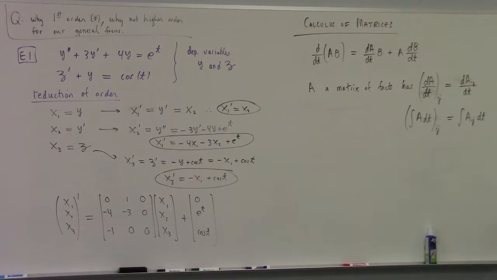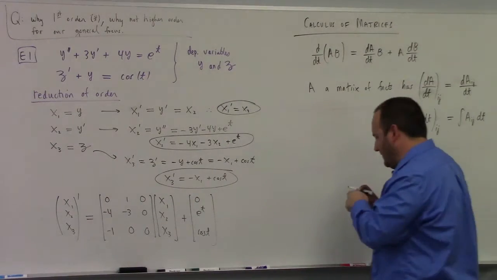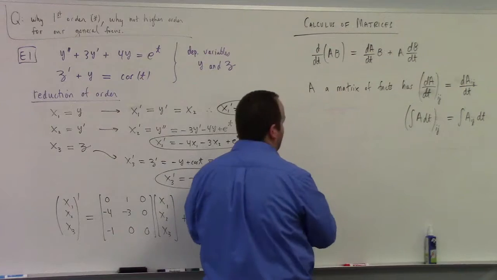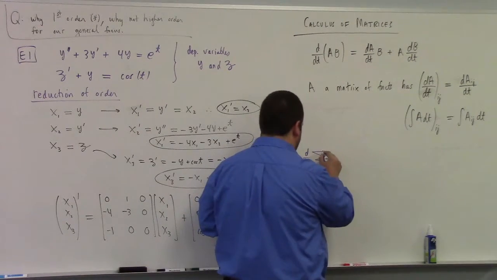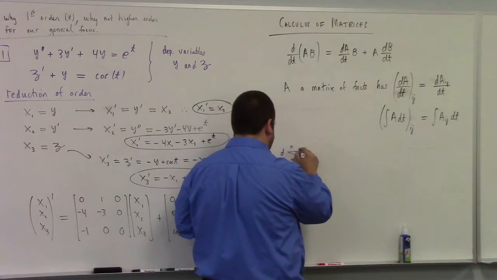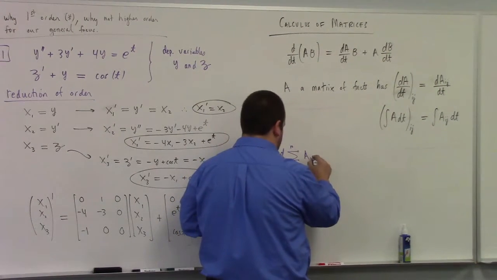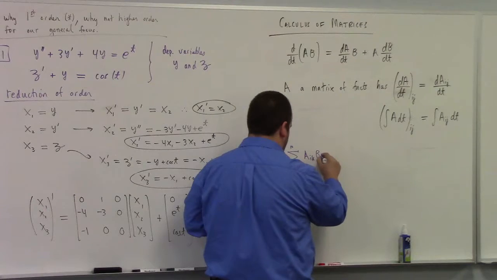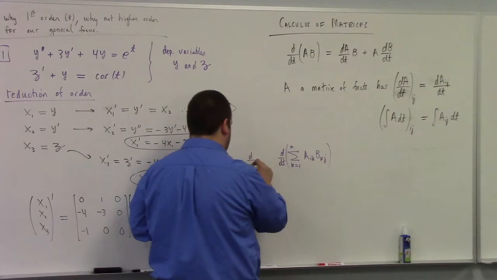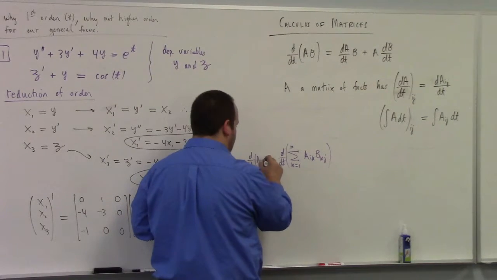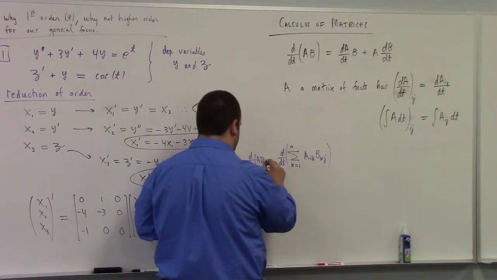And you'll allow me this calculation here, for it gives me joy. The sum from k equals 1 to n of a_ik b_kj. So here we're looking at the derivative with respect to time of the ijth component of AB.